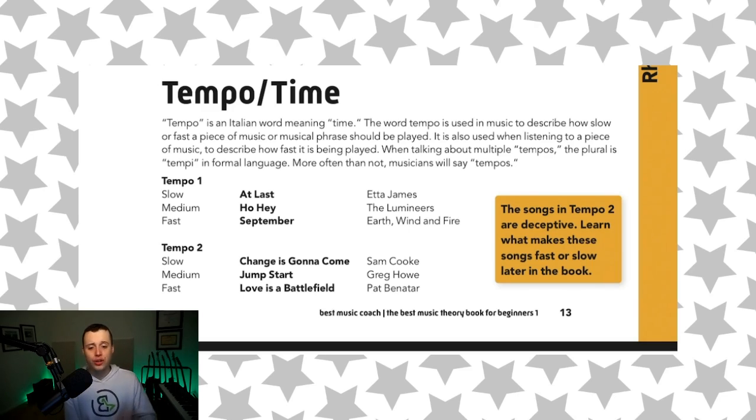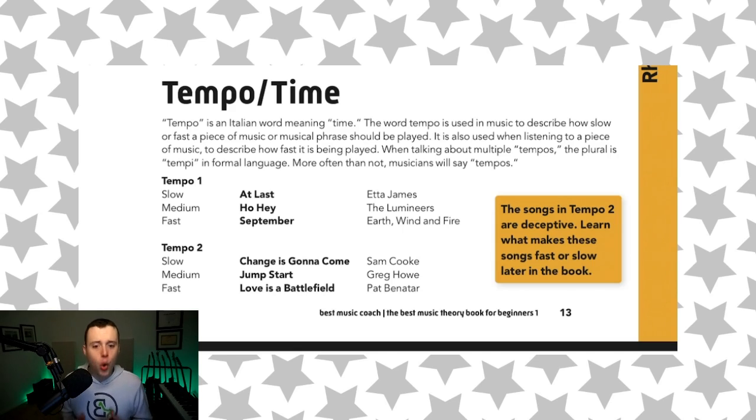Excellent. Okay, so you can hear pretty clearly that At Last, well, that's a slow moving song. It's sort of like molasses. It's just rolling along real slow. Ho Hey, it's moving. It's kind of walking. It's grooving along. And then September, it's really moving quite fast. That's like someone power walking or jogging.